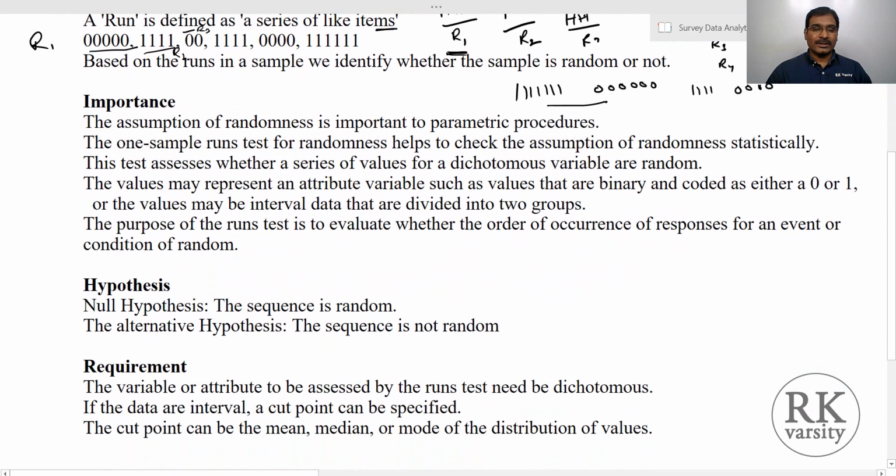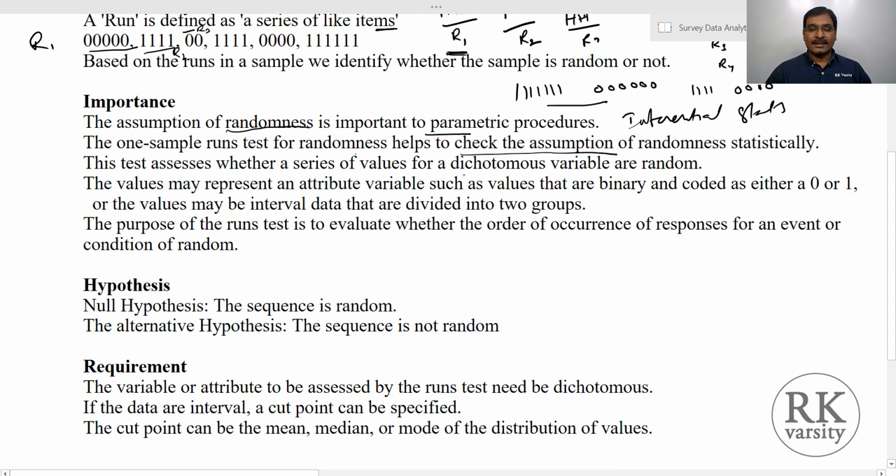The importance of this test is that the assumption of randomness is important in parametric statistical tests as well as non-parametric tests, especially in inferential statistics. In inferential statistics, randomness is very, very important. This is a basic assumption. Unless your data is randomly selected or has randomness, you may not be able to infer the results to the population. This one sample runs test checks for the assumption of randomness.